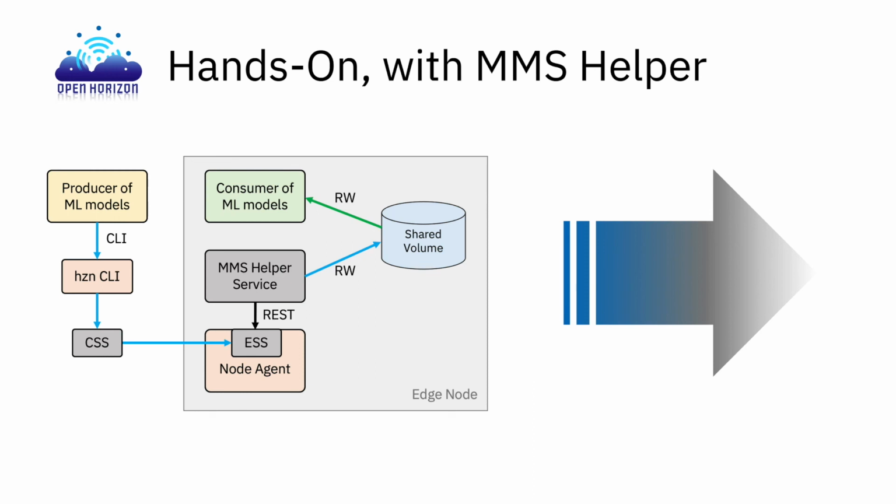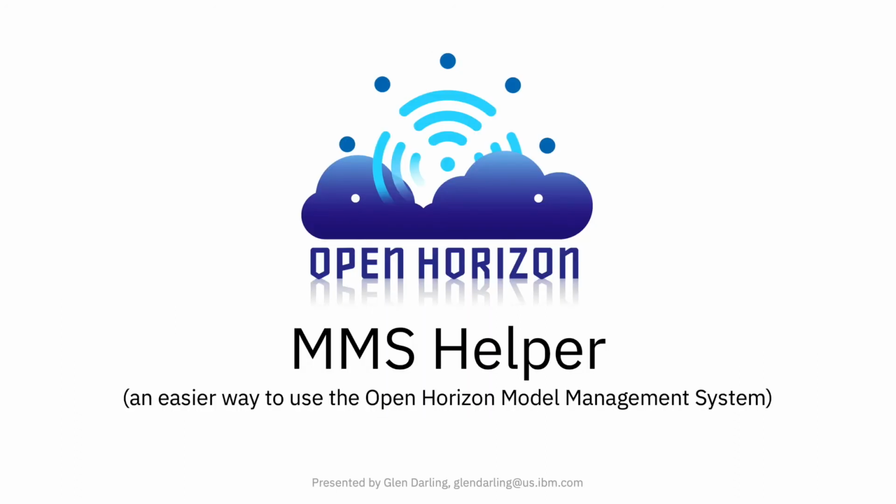Well, there we have it. You saw the use of the HZN CLI to push a model file, and then inside the consumer code, inside the context of that container, we saw the file show up a short while later, delivered by the MMS helper by talking to the ESS APIs. I hope you agree with me that this is an easier way to use the Open Horizon Model Management System.